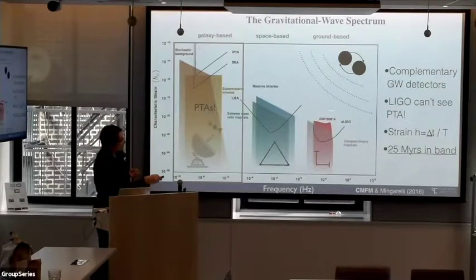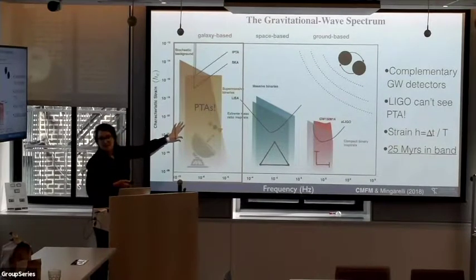Also, the LIGO sources that we're used to seeing, if we're lucky, we might see them for a few seconds in band. For pulsar timing arrays, you can see them for mega years in band. Right? They are at the very low frequency inspiral part of their merger.